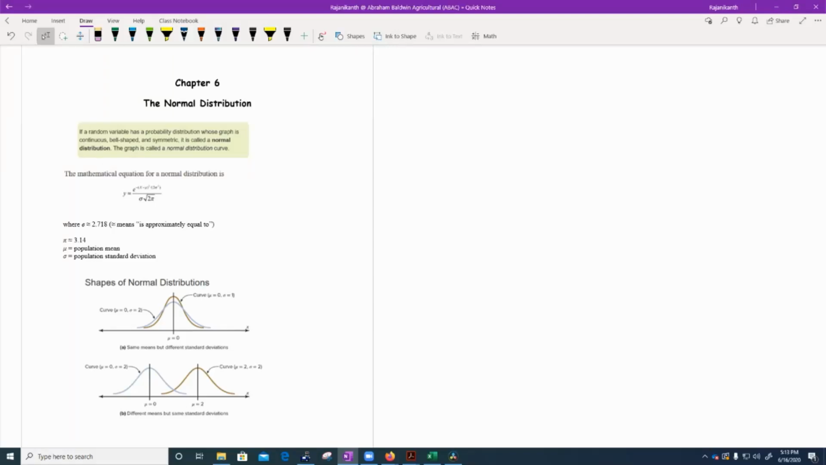Chapter 6, section 6.1. This is about the normal distribution and the curves.